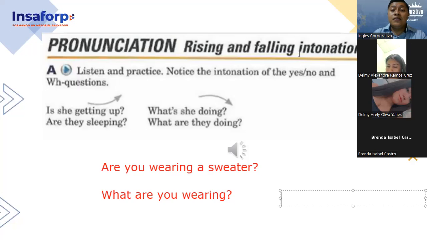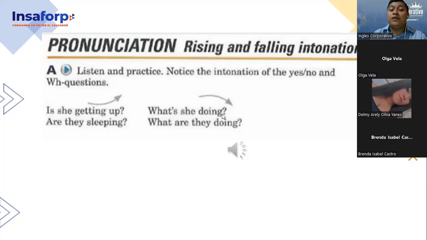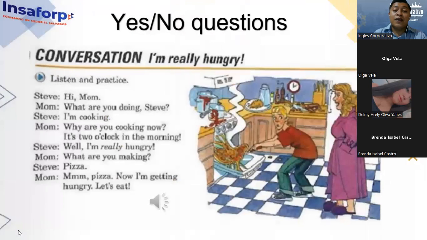Thank you so much. And that is the raising and falling intonation. Don't forget, if there are yes/no questions, the intonation is raising. Is she getting up? And if they are information questions or WH word questions, the intonation is falling. So what's she doing? What are they doing? Do you have any questions in this part? Okay, no questions. That's great.